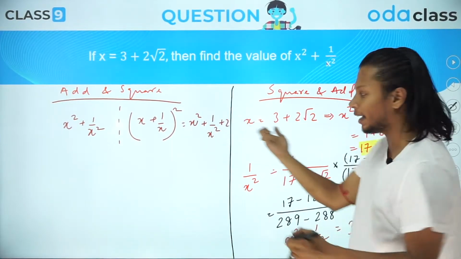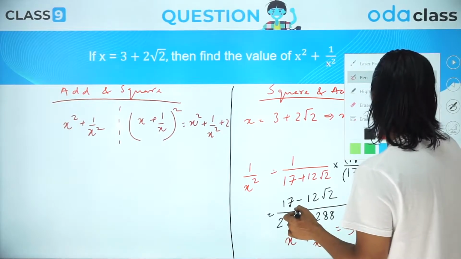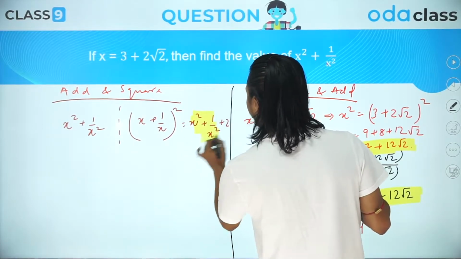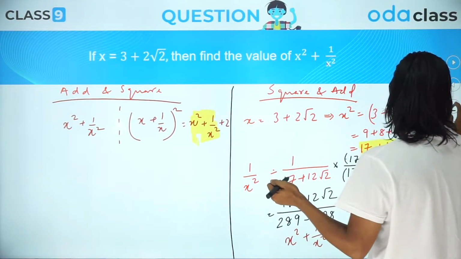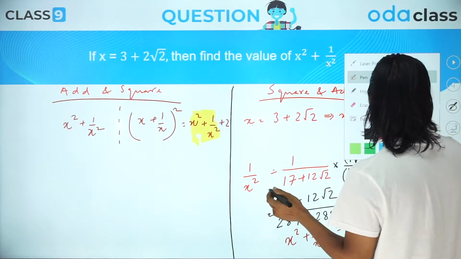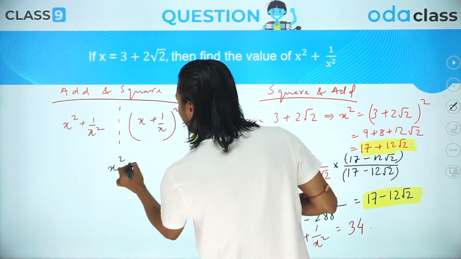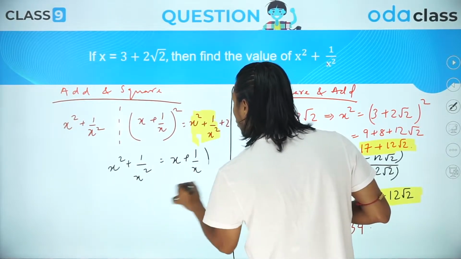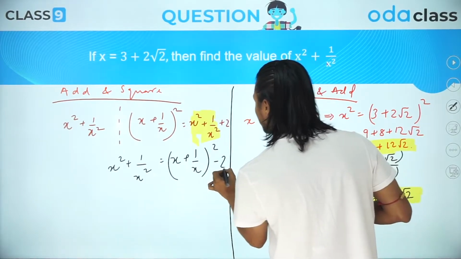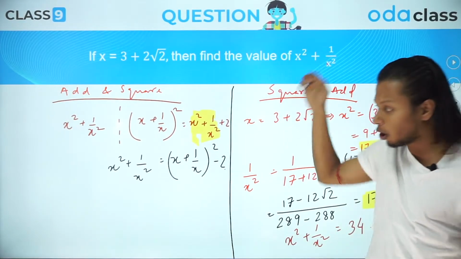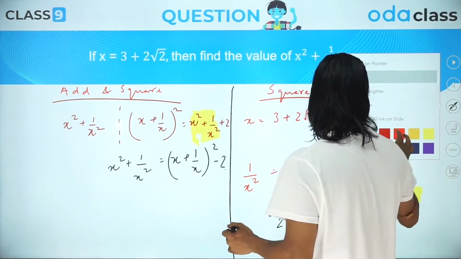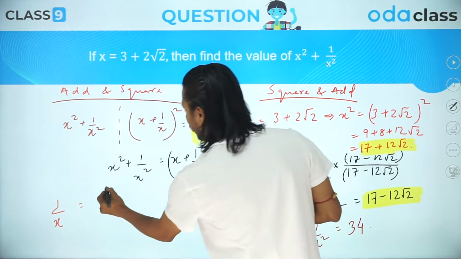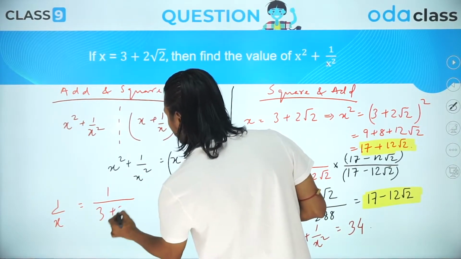So what can I write x square plus 1 by x square as, kids? Watch, right? This part, x square plus 1 by x square over here, this simply becomes x plus 1 by x whole square minus 2. Now kids, you already have x. All we need to do is find what is 1 by x. So let's quickly find what is 1 by x. So 1 by x is 1 upon 3 plus 2 root 2.